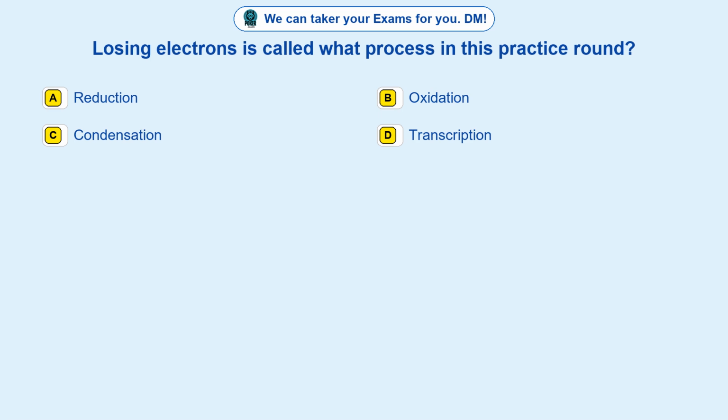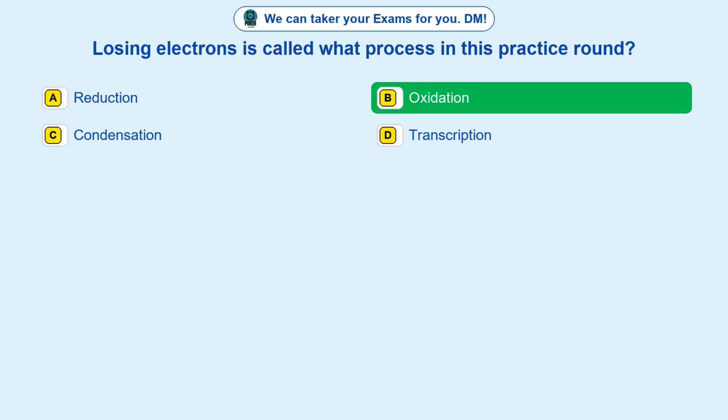Question 43. Losing electrons is called what process in this practice round? Option A, reduction. Option B, oxidation. Option C, condensation. Option D, transcription. The correct answer is option B, oxidation.